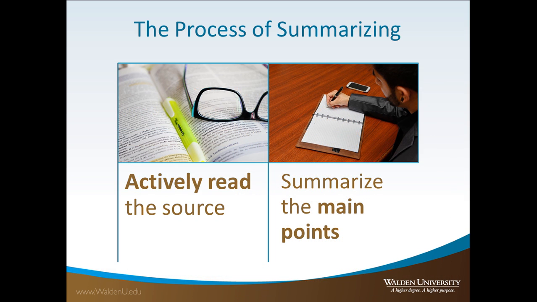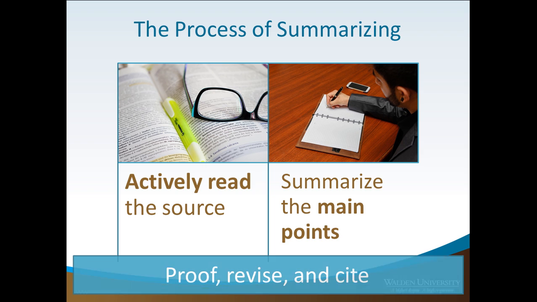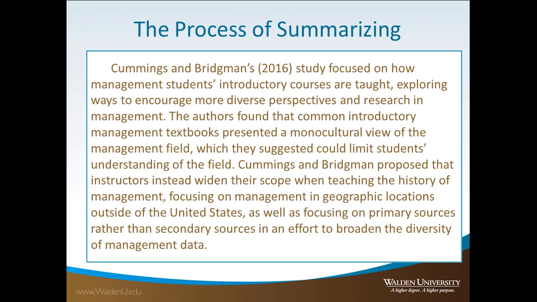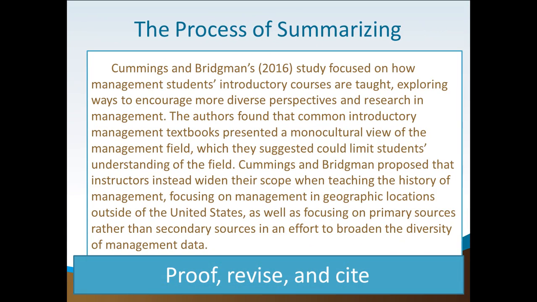There's one final step in the process of summarizing: proofing, revising, and citing in your summary. Be sure to review your summary, proofing for typos, revising for clarity, and citing the source you are summarizing. Here's my sample summary again. Note in particular how I've cited my source, making it clear throughout the paragraph which source I'm talking about, and ensuring the reader could easily find this source in the reference list if needed.